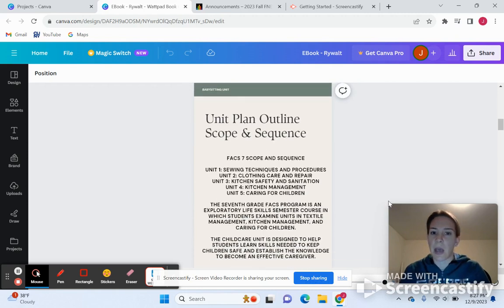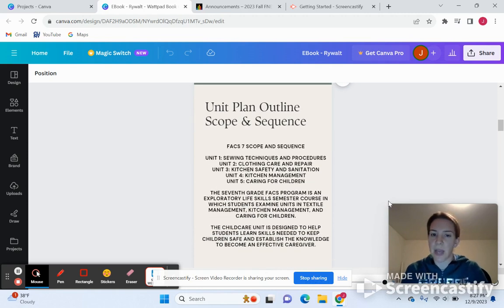So the unit plan outline, scope, and sequence. The Facts 7 scope and sequence that I tend to follow in my classroom. Unit 1 is the sewing techniques and procedures. Unit 2 is clothing care and repair. Unit 3 is kitchen safety and sanitation. Unit 4 is kitchen management, and Unit 5 is caring for children. So Unit 5 is the unit that we'll be covering tonight.